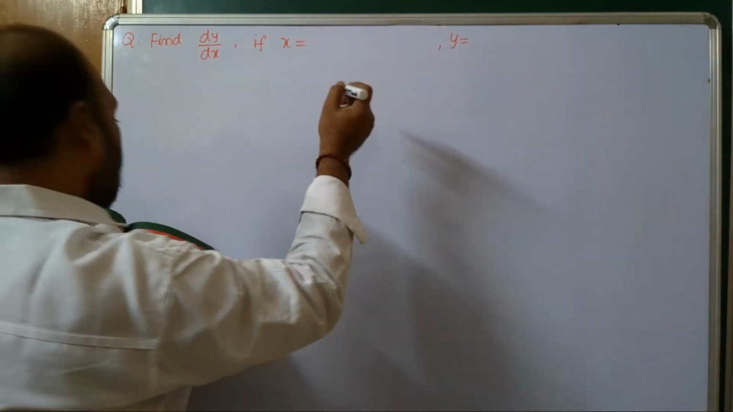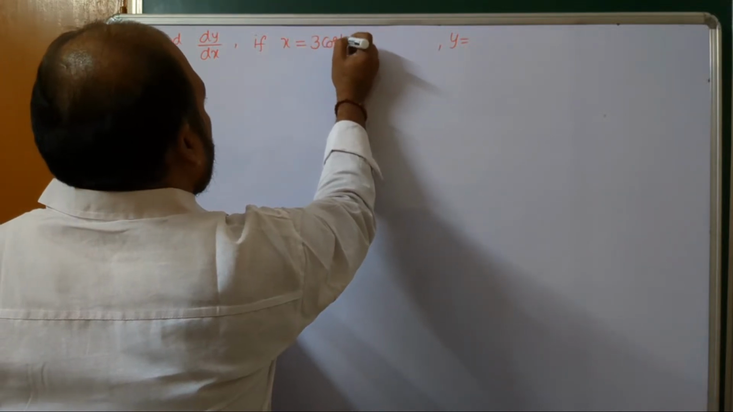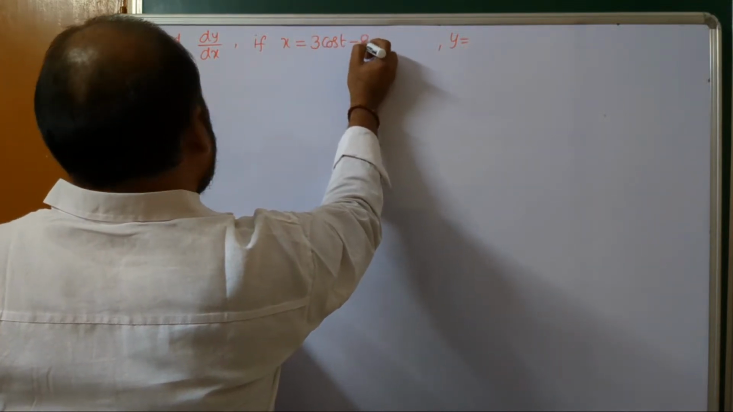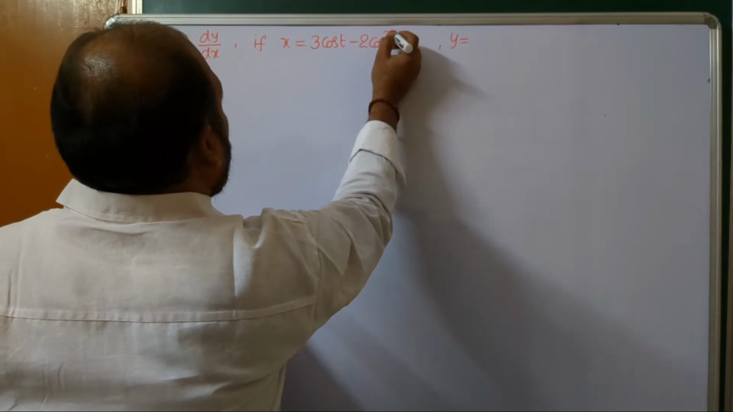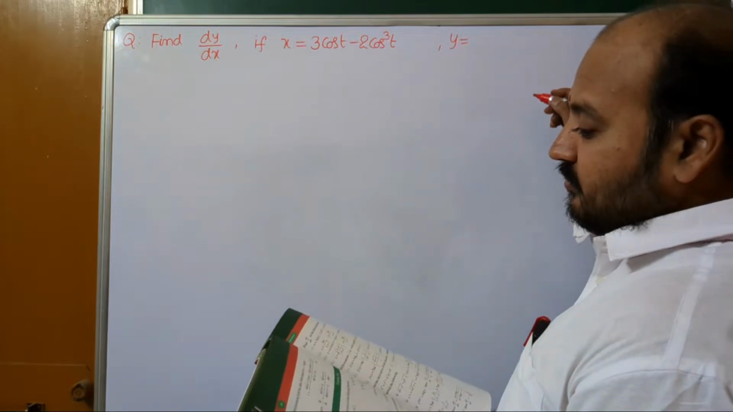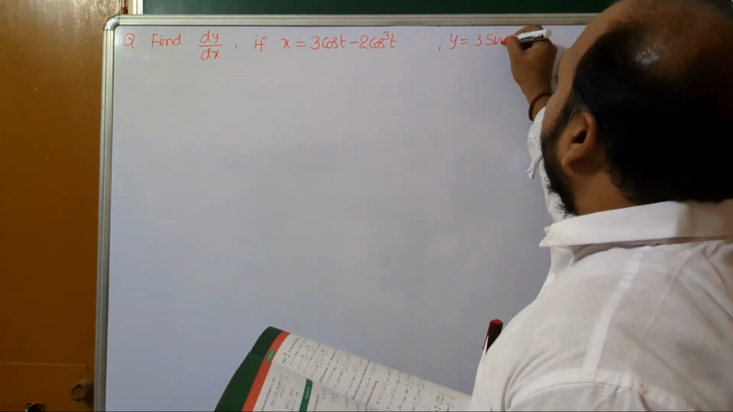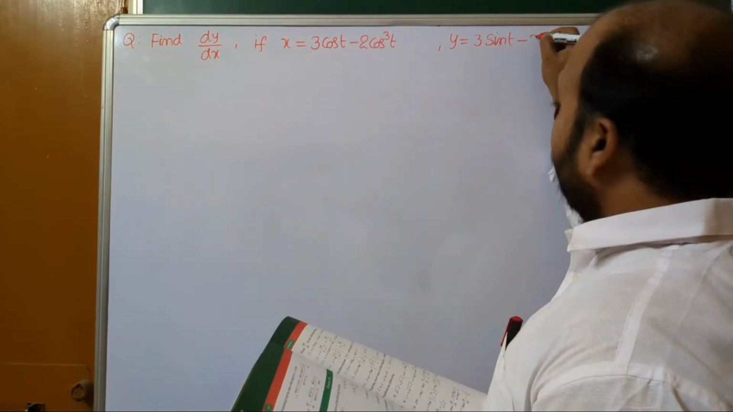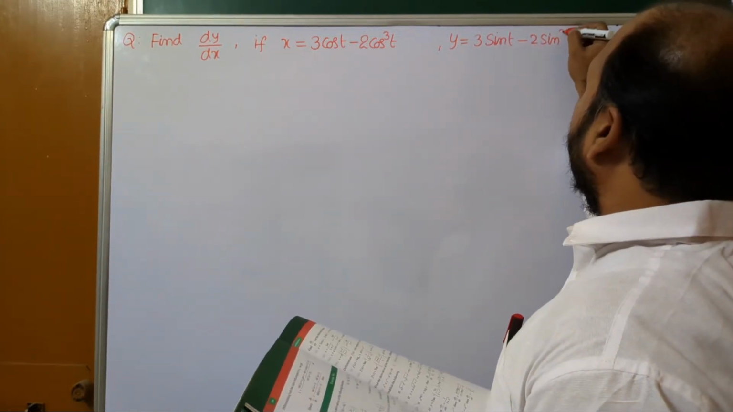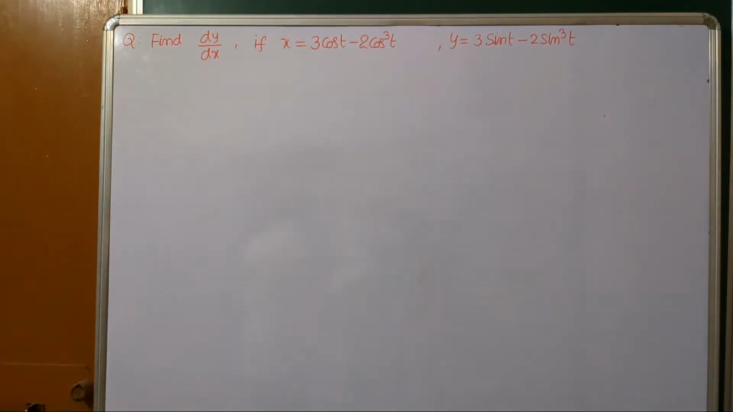Find dy by dx. x is equal to 3 cos t minus 2 cos cube t. So, a little twisty question. y is equal to 3 sin t minus 2 sin cube t. Then find dy by dx.